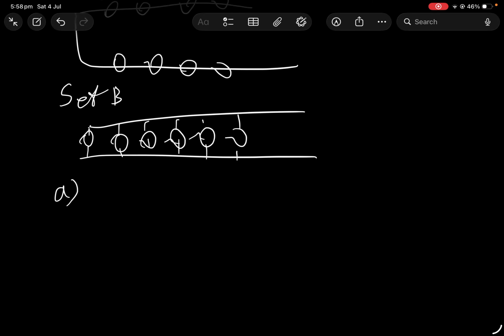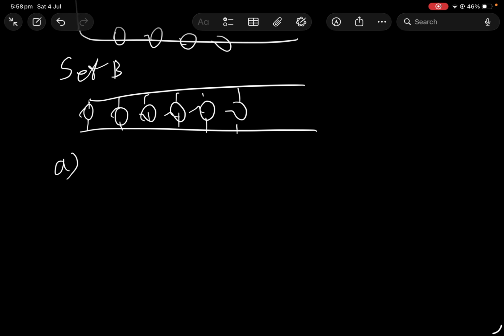And part A asks, after being connected to the 240-volt supply, one lamp in each set burns out. Describe and explain the effect of this on the operation of each set of lights. So this is obvious. Set A will completely stop working.